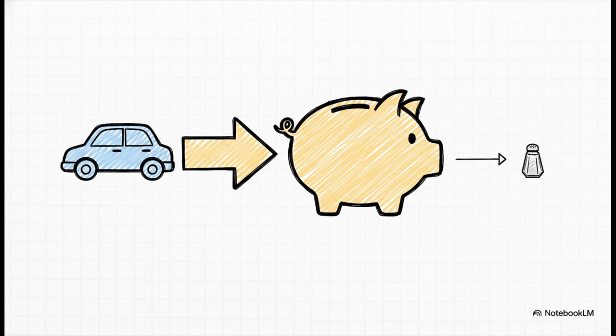And this takes us right back to that car versus salt mystery. A car? That's a huge chunk of your income. So a 20% discount feels like a massive win. Your demand is elastic. But a little container of salt? It's nothing. It's such a tiny fraction of your budget that even if the price doubled, you probably wouldn't even notice. The demand is super inelastic.